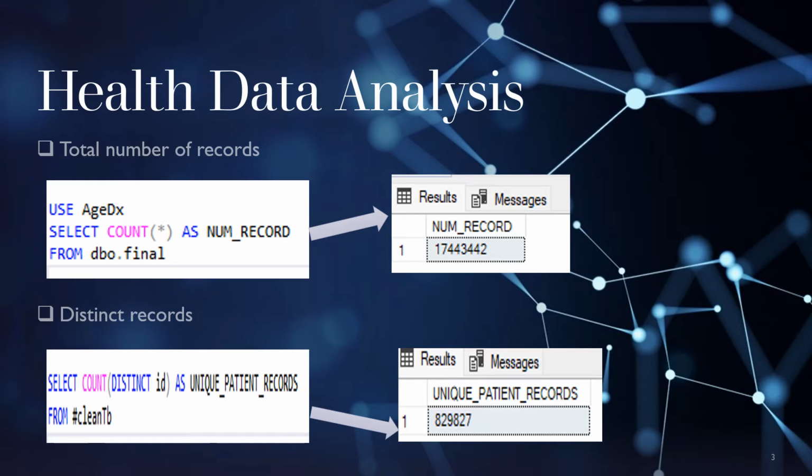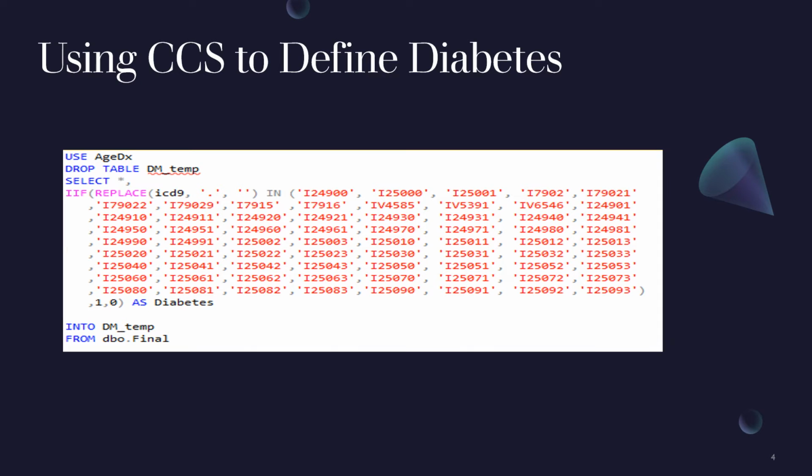Simulated data from a major health care institution in the United States was used to create a database. The total number of records, including duplicates, in the simulated database was about 17 million, and the number of unique patient records generated was close to 830,000. Diabetes was defined using clinical classification software to group ICD-9 diabetes codes. This slide shows ICD-9 codes for diabetes with complications and without complications.